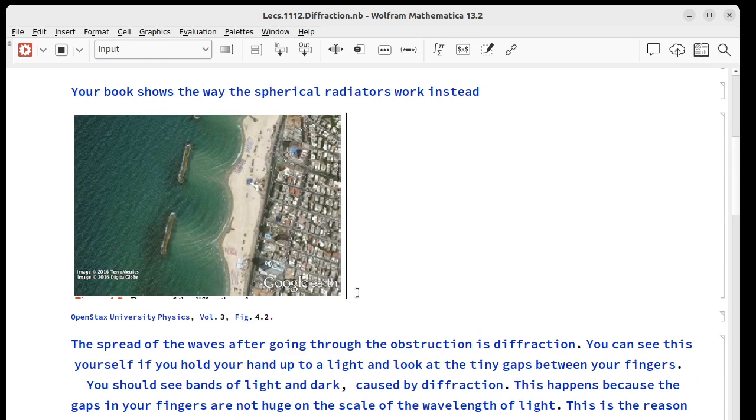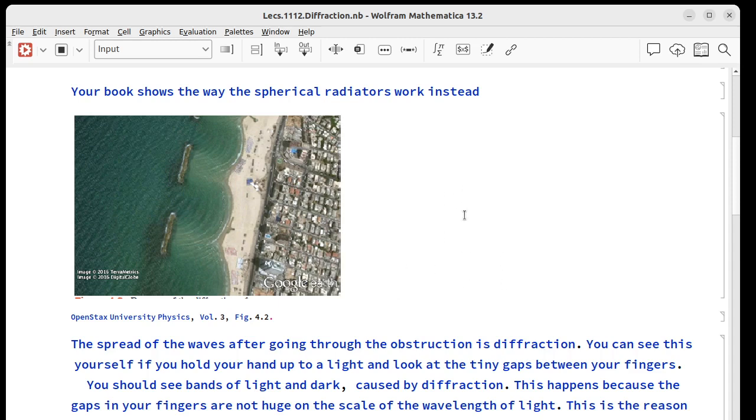The spread of the waves after they go through an obstruction is called diffraction, and you can demonstrate this yourself if you hold your hand up to a light and look at the tiny gaps between your fingers, assuming they're not actually touching. You'll see bands of light and dark, and that's caused by diffraction, and it happens because the gaps in your fingers are not gigantic on the scale of the wavelength of light.